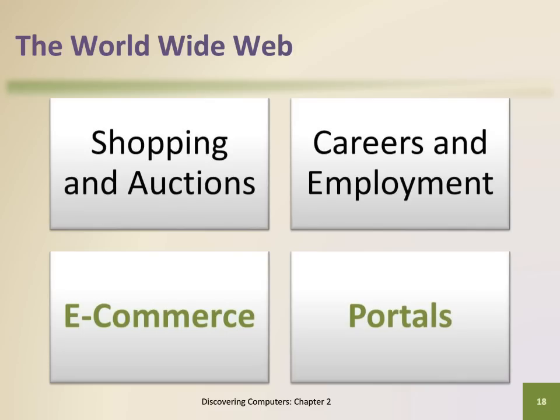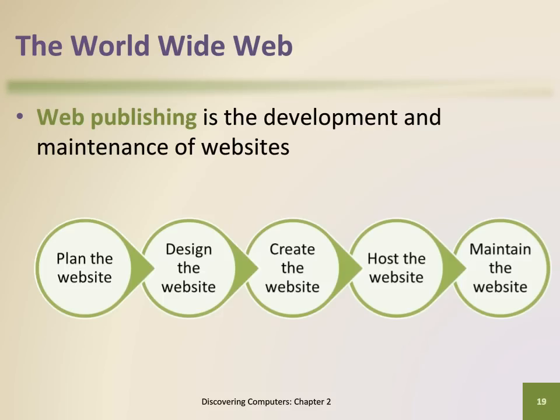Electronic commerce includes business-to-consumer, consumer-to-consumer, and business-to-business websites. Portals provide a variety of internet services from a single location. Businesses and individuals can convey information to billions of people through websites. Web publishing is the development and maintenance of websites.